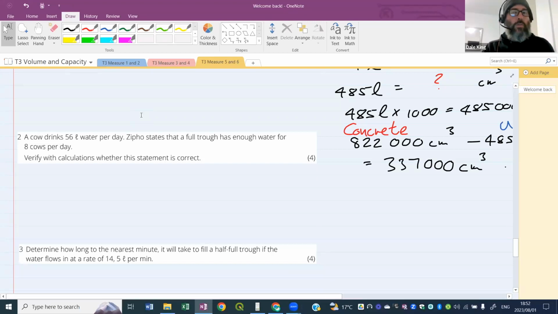Here's question 2. A cow drinks 56 liters of water per day. Zippo states that a full trough has enough water for 8 cows for 1 day. Verify with calculations if this statement is correct. So we've got one cow, 56 liters of water per day. He says the water in this trough is enough for 8 cows, and that was 485 liters. I'll write it there. The water in this trough, which is 485 liters, is enough for 8 cows in 1 day.